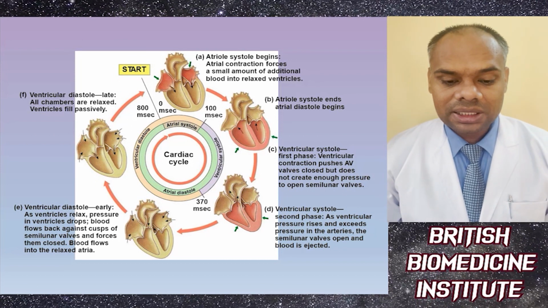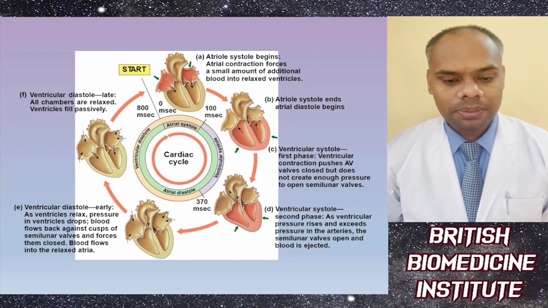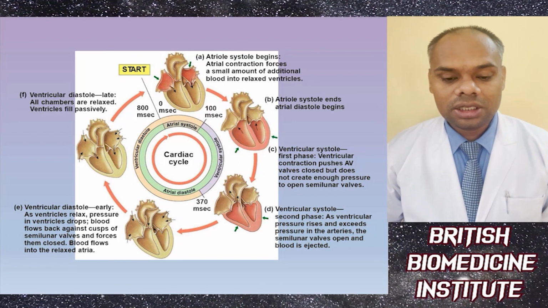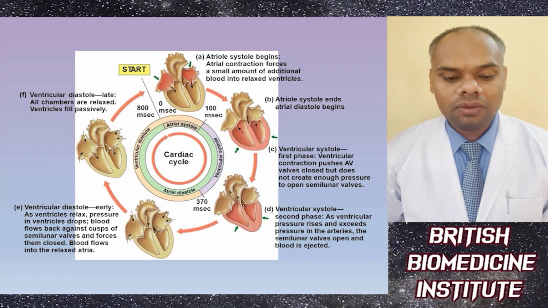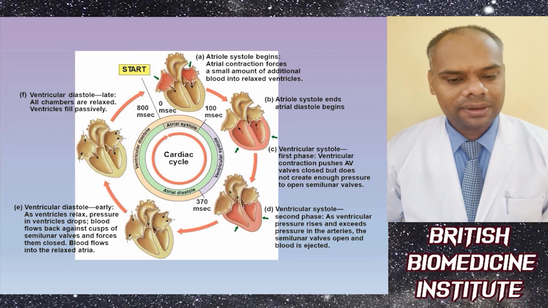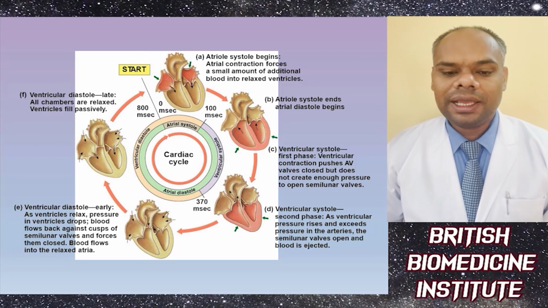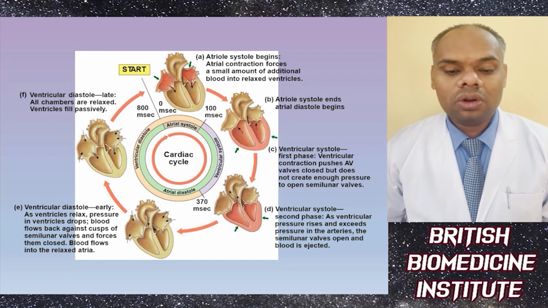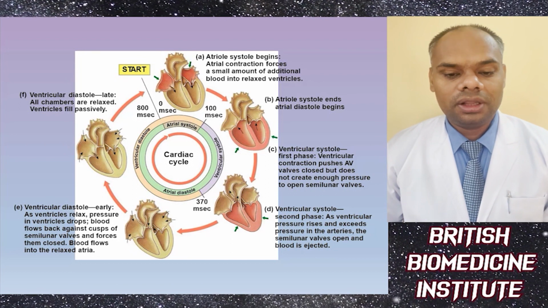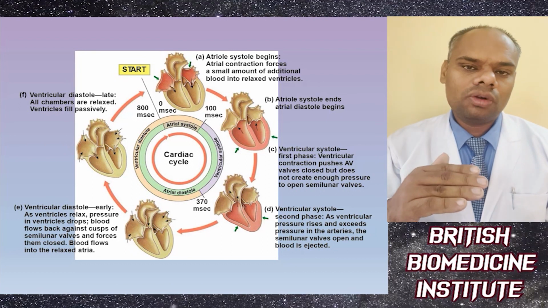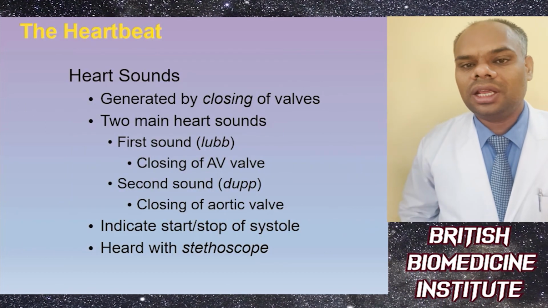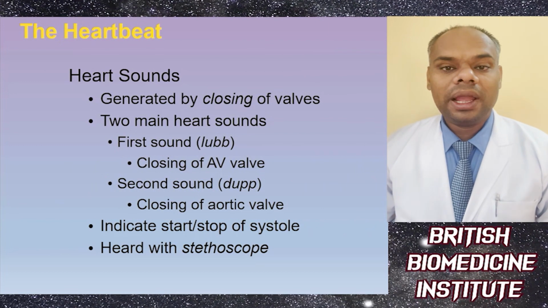As the ventricles relax, pressure in the ventricles drops, and blood flows back against the cusps of the semilunar valves and forces them closed. Blood flows into the relaxed atria, and from there comes ventricular diastole, the late process. All chambers are relaxed until the ventricles fill passively, and then blood moves out to the capillaries. Heartbeat: there are basically two sounds, lub and dub.